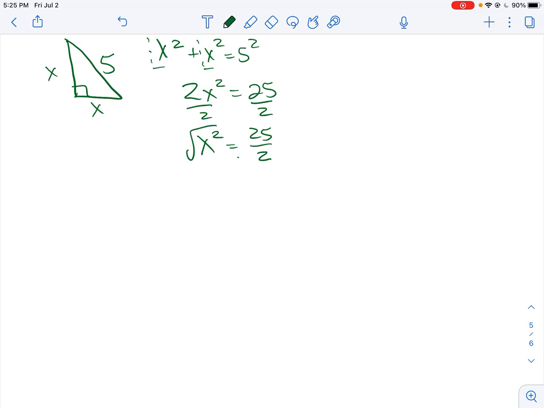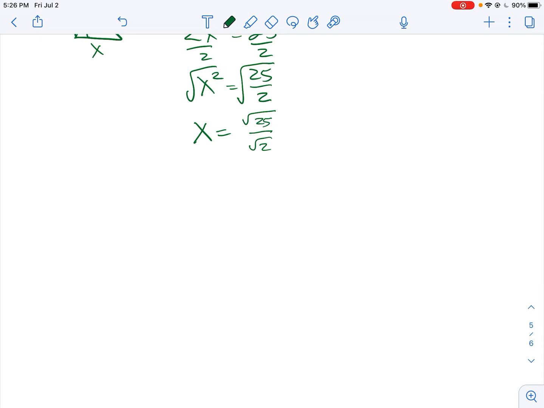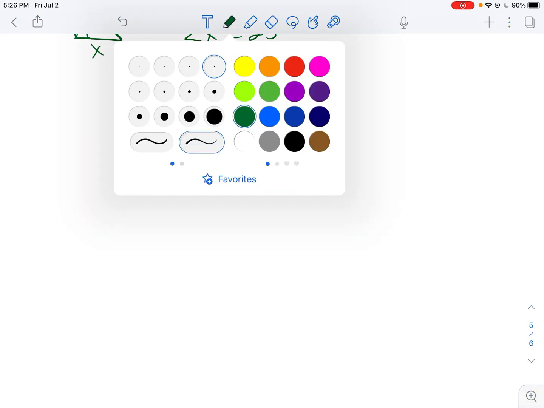I take the square root of both sides of the equal sign. When I do that, I'm just going to take it apart this first time so you can see it. The square root of 25 over 2 is the same thing as the square root of 25 over the square root of 2. When I take the square root of 25, I get 5. I can't take the square root of 2, so I leave it as is. I don't do anything else with it.